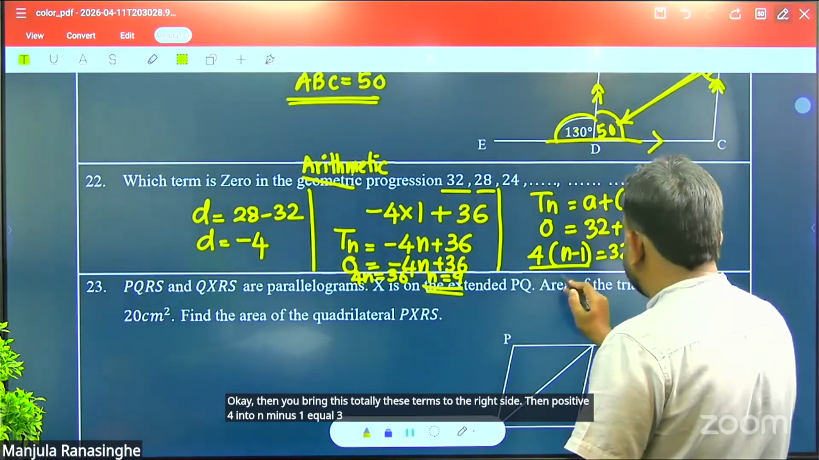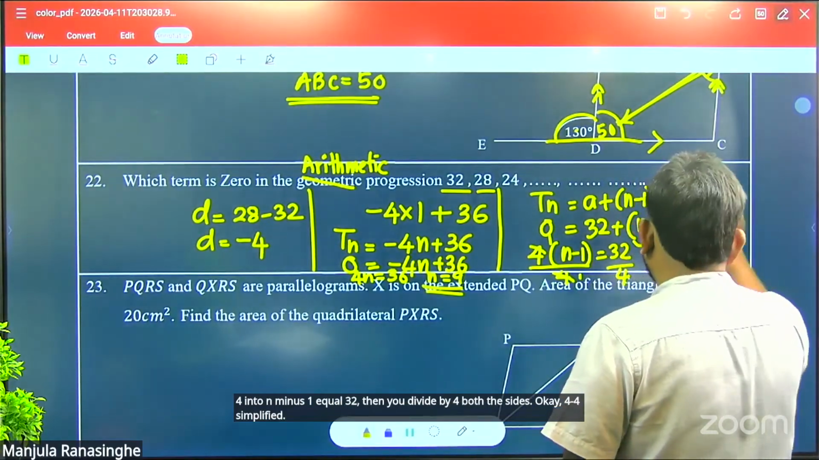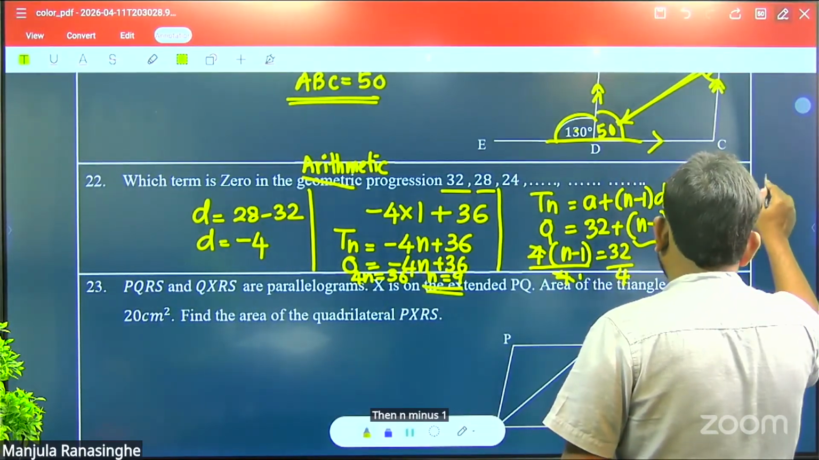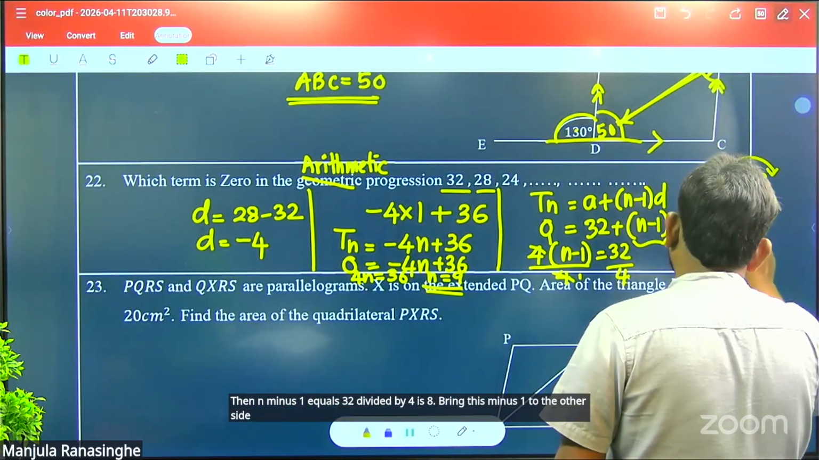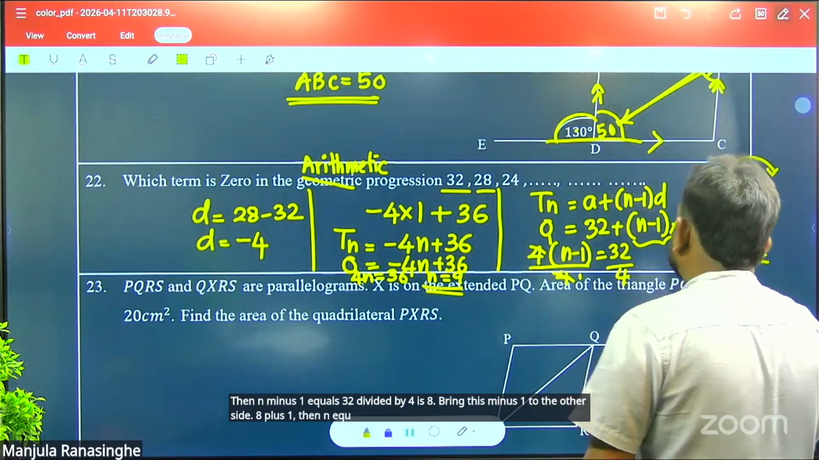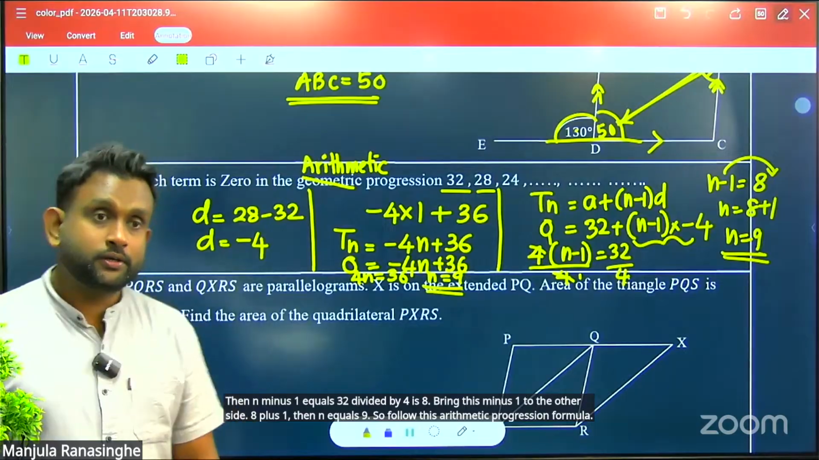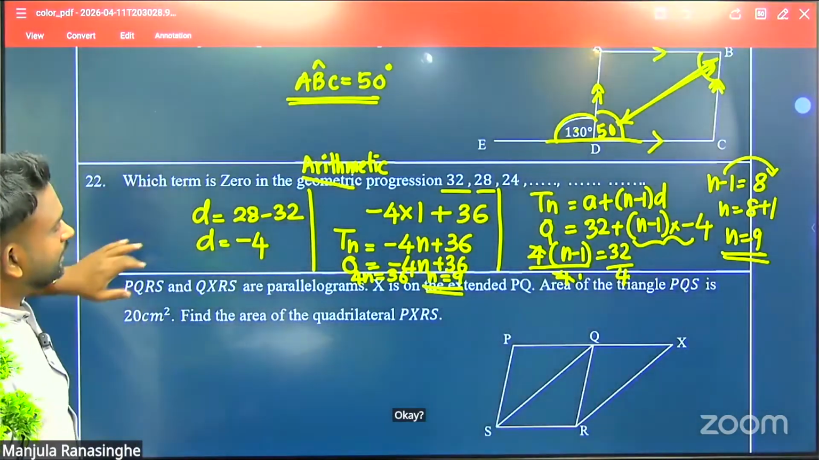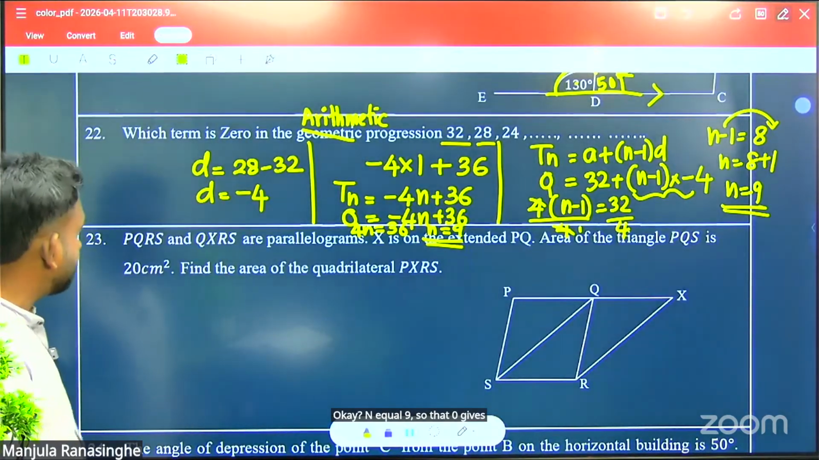Then you divide by 4 on both sides. Okay, 4 simplified. Then n minus 1 equals 32 divided by 4, which is 8. Bring this minus 1 to the other side: 8 plus 1, then n equals 9. So follow this arithmetic progression formula. n equals 9, so that 0 gives us the ninth term.